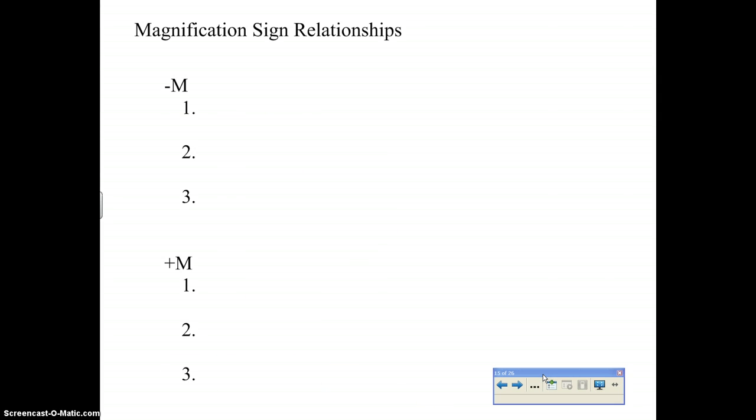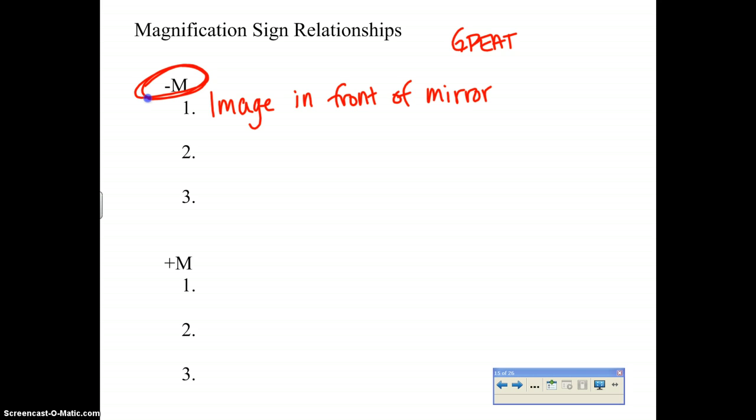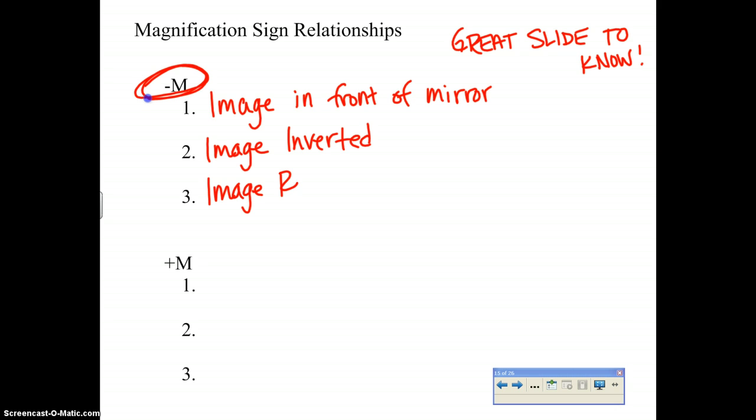Magnification sign relationships. This is another one of those really good slides to know. If you come up with a negative m, that means that the image is in front of the mirror. Second thing is that the image is inverted. And lastly, that the image is real.